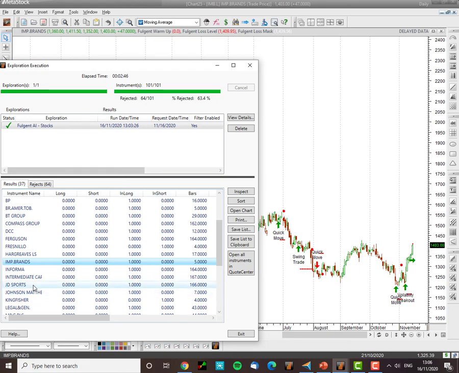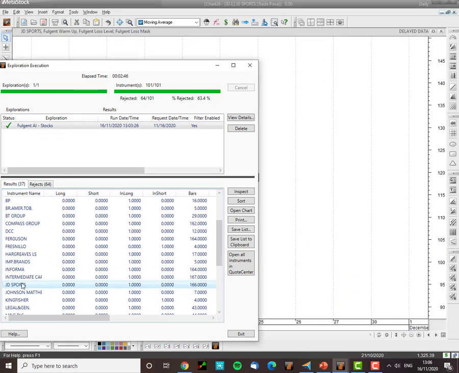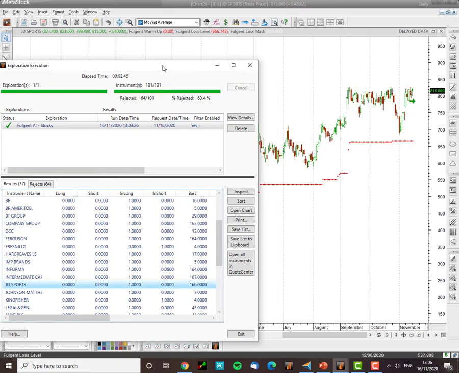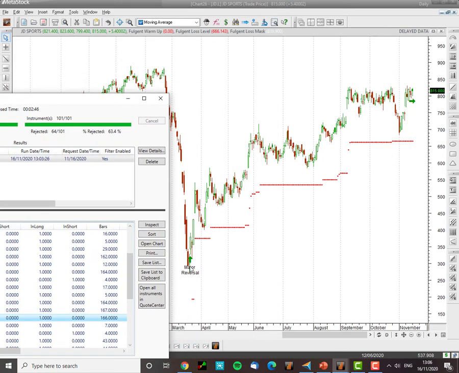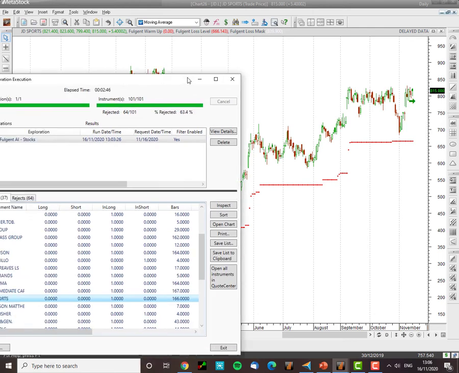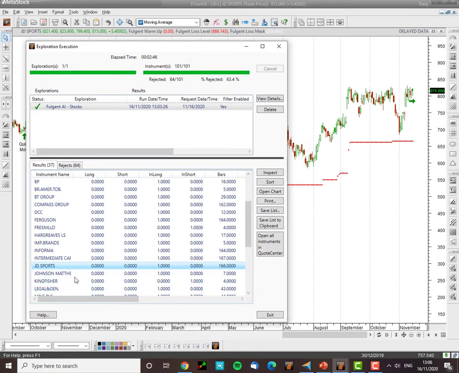Let's see what it thinks of JD Sports. It's in a long. This has been a 166 day long position. Absolutely fantastic trade there. Huge major reversal, and off it went. So you got in at around 350, and it's now 815. So that's just a fantastic trade there.